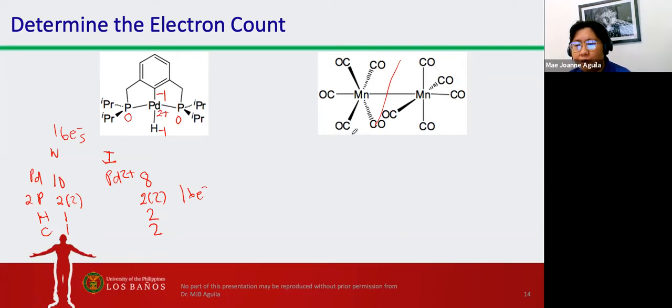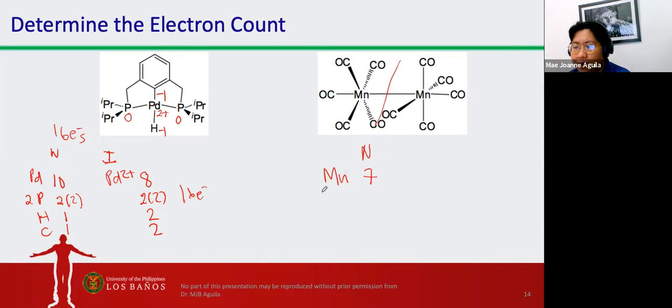For me, it will be a little bit harder to figure out the charge, the oxidation state of manganese here. So I think it is easier to use the neutral method. So for manganese, it is actually 7. It has 7 electrons. So 5 from D and 2 from the S.